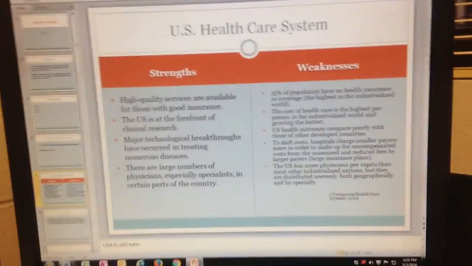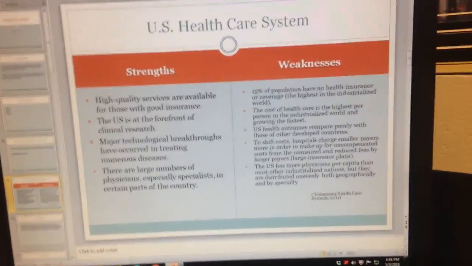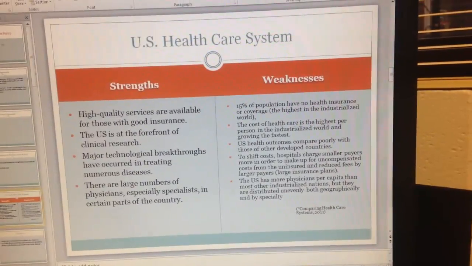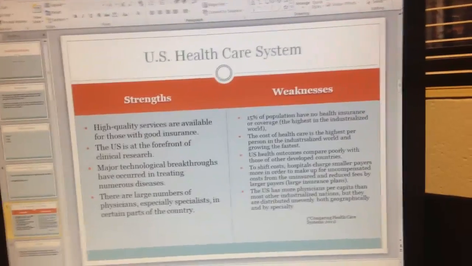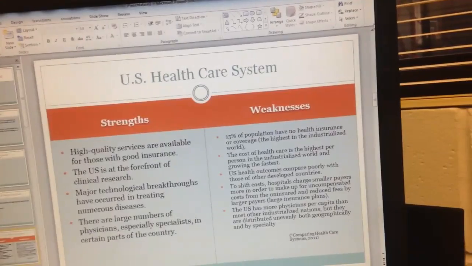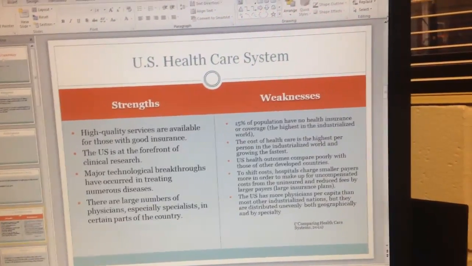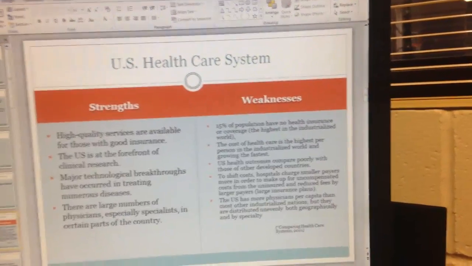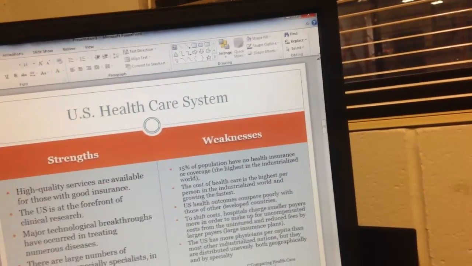The U.S. has more physicians per capita than most other industrialized nations, but they are distributed unevenly, both geographically and by specialty. Office-based primary care physicians have nearly disappeared in low-income areas. Financial incentives encourage expensive high-tech diagnosis, treatment, and specialization, and there's not enough primary care. I got that list of weaknesses from Comparing Healthcare Systems as well, 2011.